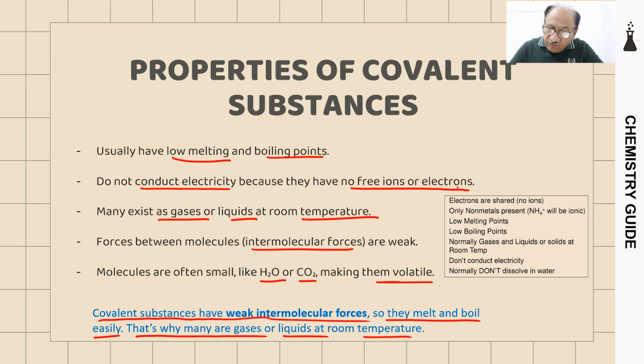In a nutshell, in covalent substances electrons are shared, there are no ions, and only non-metals are present. NH4+ is ionic, for example. They have low melting and boiling points, are normally gases, liquids or solids at room temperature, do not conduct electricity and normally do not dissolve in water.